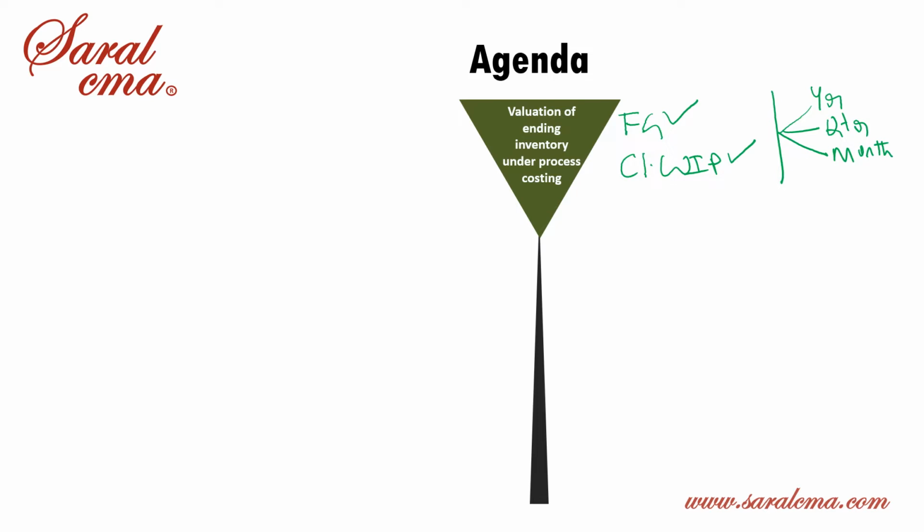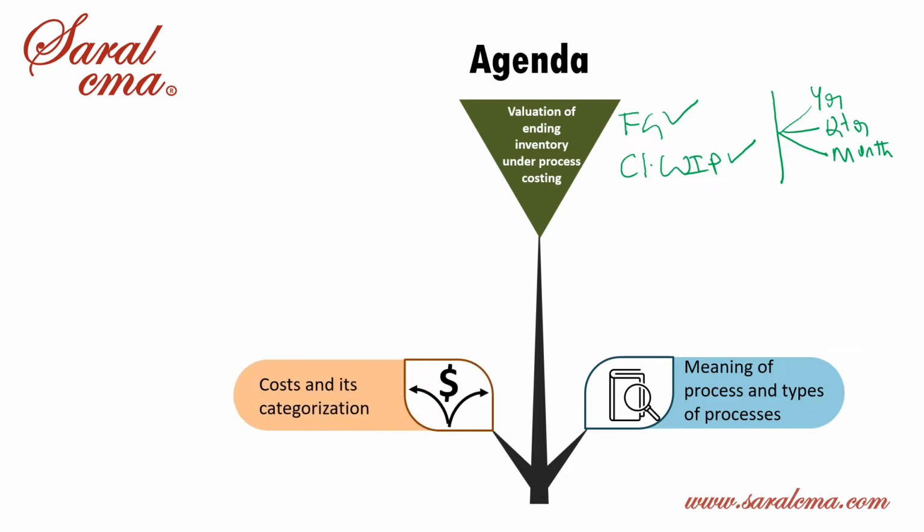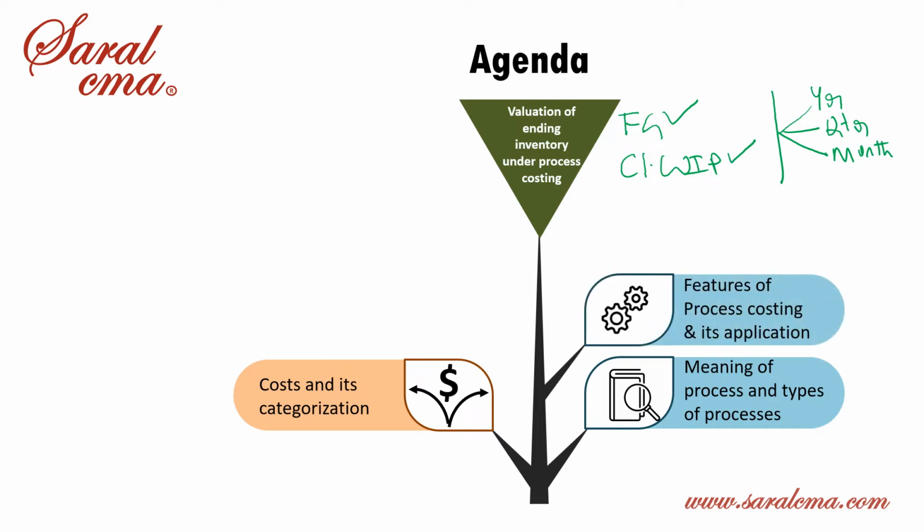To understand how the valuation of inventory is to be done, you need to know certain basic things. I'm going to start from scratch by telling you about the meaning of a process and the type of processes. Then I will move on to tell you about the costs that go into the product and how those costs are categorized for calculation purpose. I will tell you about the features of a process costing and the industries where process costing is employed.